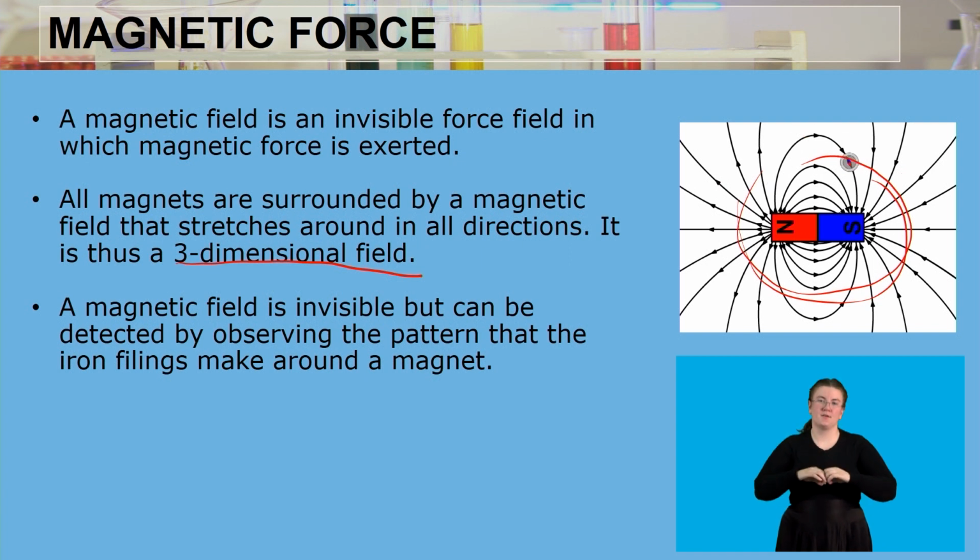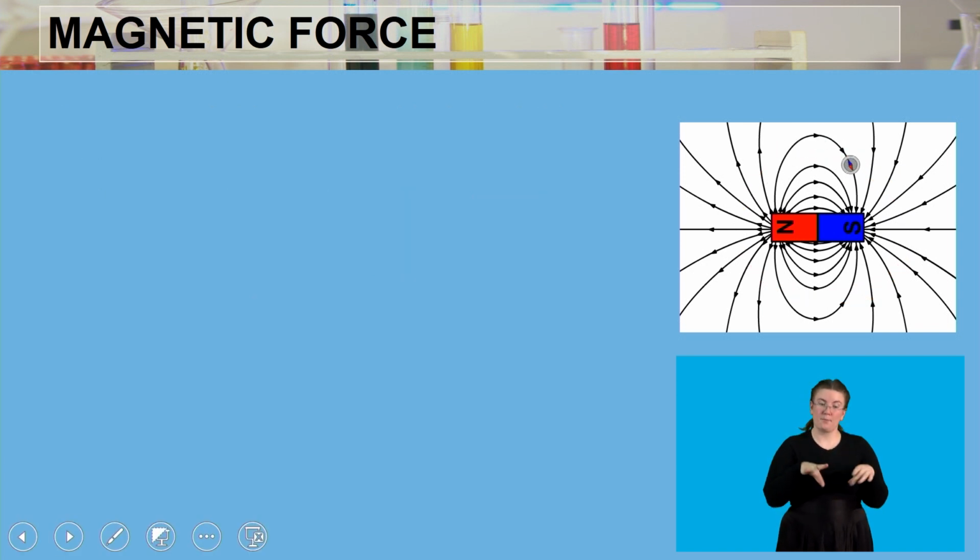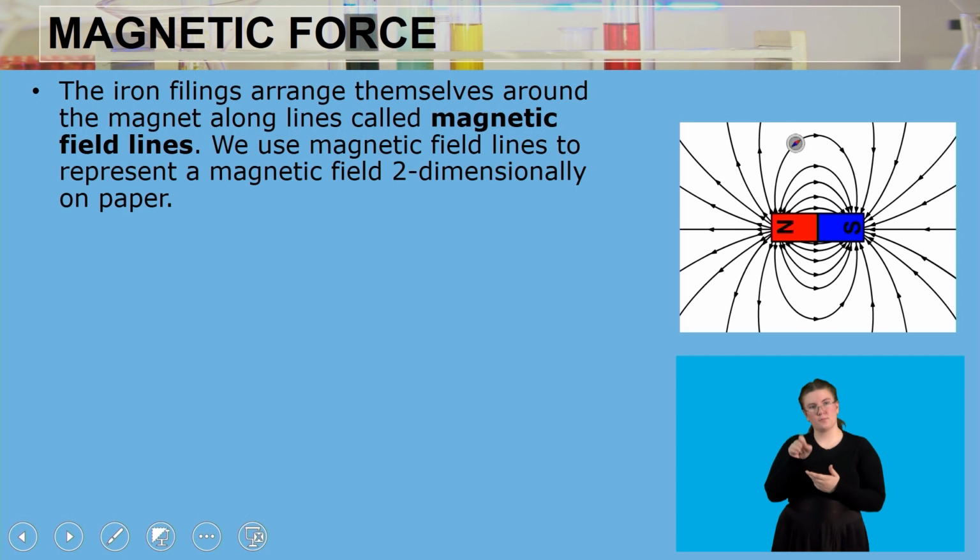In that field, a force can be exerted. A magnetic field is invisible, but can be detected by observing the pattern that iron filings make around the magnet. Remember that iron can be attracted to the magnet. It can either be attracted or repelled around the magnet. So we can notice that space if we put the iron filings around or in that space.